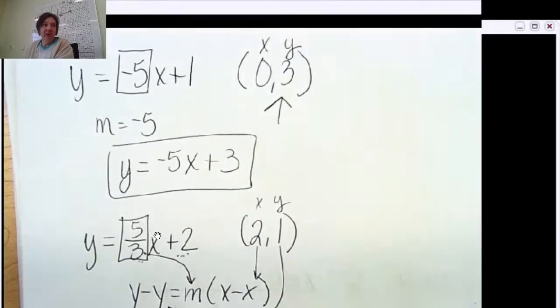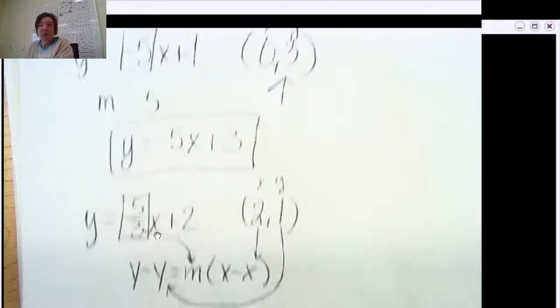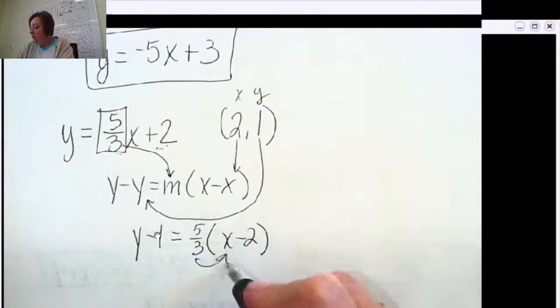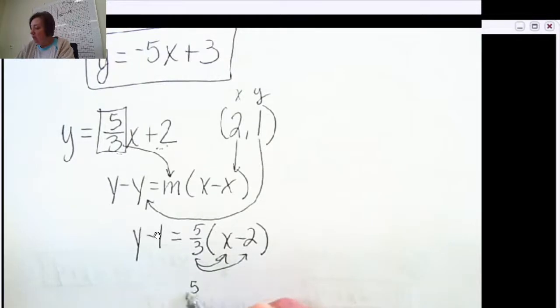Does everybody see where I got that from? Everybody? Okay. So, now, if they ask for it in point slope form, we're done. That's it right there. But most of the time, we want to go ahead and put it in slope intercept. So, we're going to multiply this out, right? We're going to have 5/3 x minus 10/3.